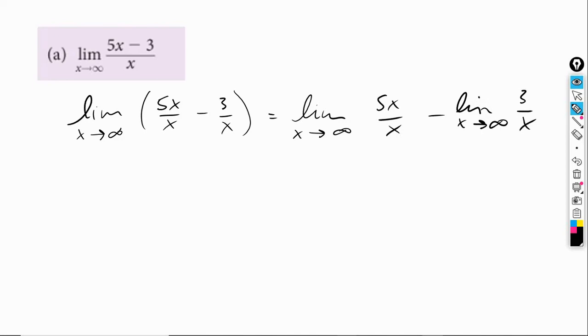Now, take a look at this first one because x divided by x is 1, and this is going to end up being a constant. So this limit will equal 5. And then when we look at this other limit, what happens with 3 as you divide it by larger and larger and larger numbers? This tends to 0. So this would be 5 minus 0, which is 5.